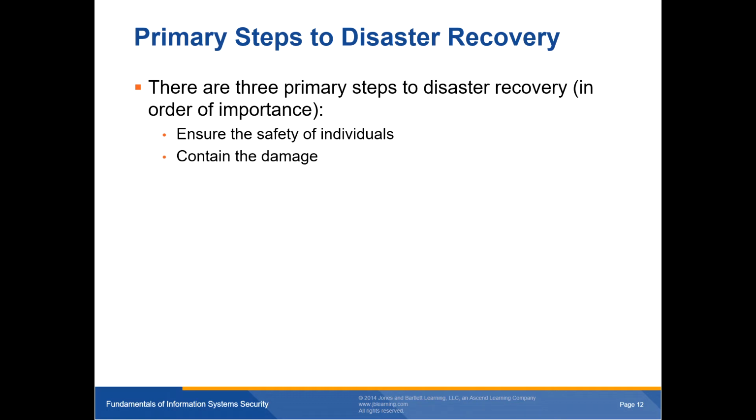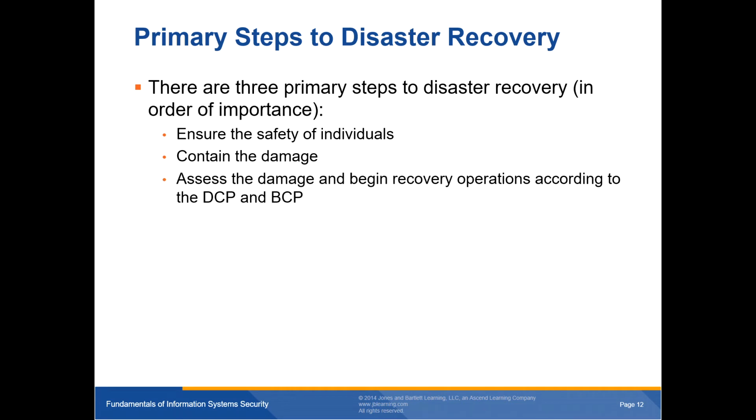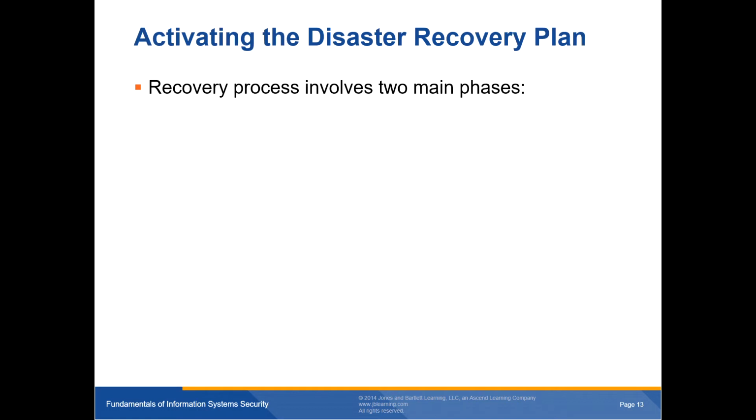Then you must contain the damage. Once you've done that, you must assess the damage and begin recovery operations according to the disaster recovery plan and the business continuity plan, activating it. The recovery process involves two main phases. Restore the business operations. In many cases, the recovery may be at an alternate site.